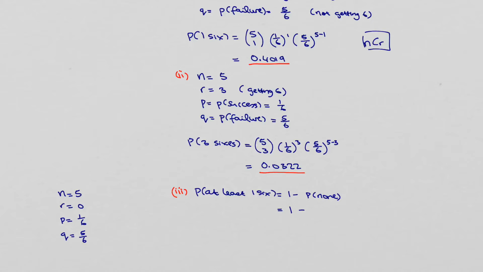So we have 1 minus, so 5 choose 0, 1/6 to the power of 0, 5/6 to the power of 5 minus 0, which is 5. And again, if we sub all of that into our calculator, then we end up with 0.5981.